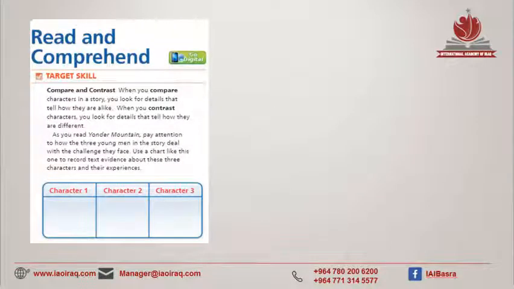So, read and comprehend, compare and contrast. When you compare characters in a story, you look for details that tell how they are alike. When you contrast characters, you look for details that tell how they are different. As you read Yonder Mountain, pay attention to how the three young men in the story deal with the challenge they face. Use a chart like this one to record text evidence about these three characters and their experiences.